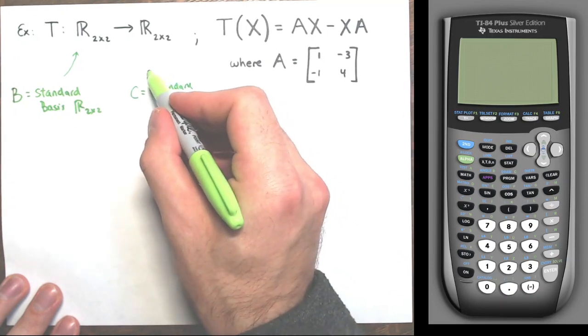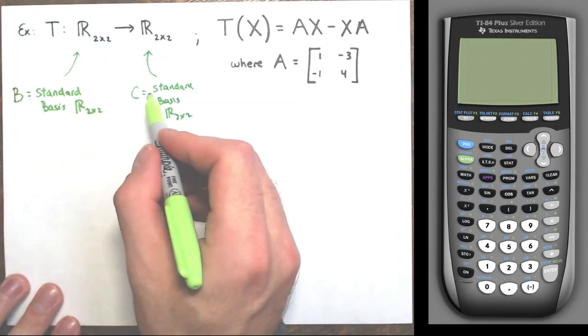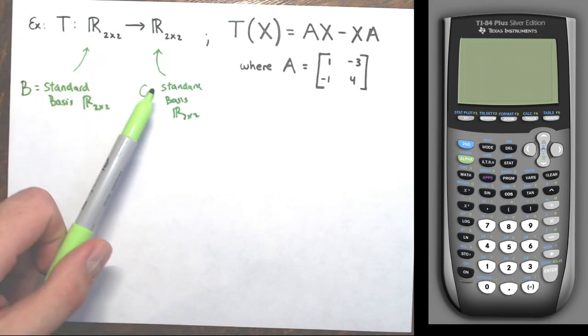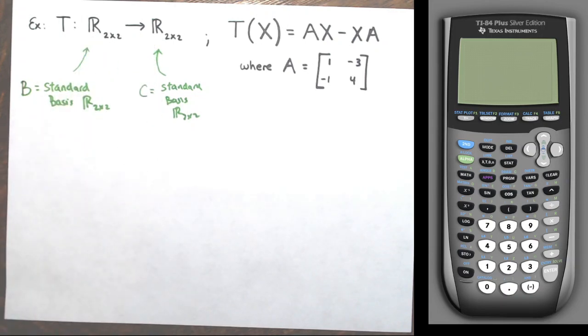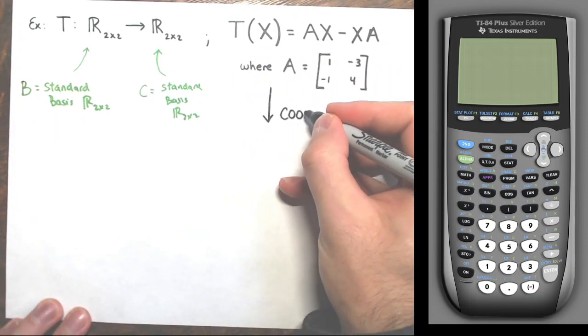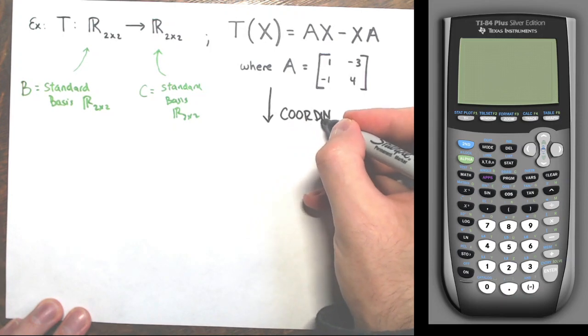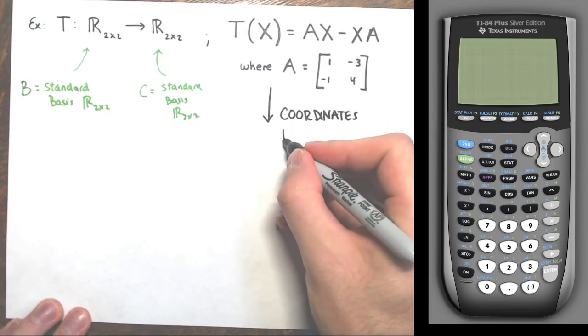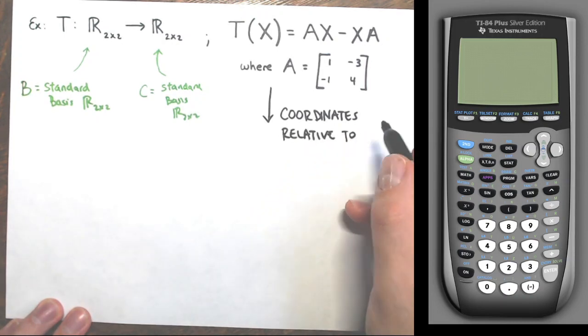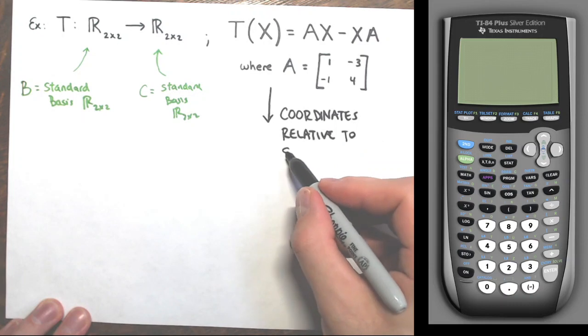It's not a big deal. They're the same set of vectors, so really I could just say B for the whole thing. But I've got a standard basis for the domain and a standard basis for the range, the codomain, sorry. And then I'm going to change this to its coordinate representation. We're going to translate this into coordinates relative to the standard bases, and then find our standard matrix.